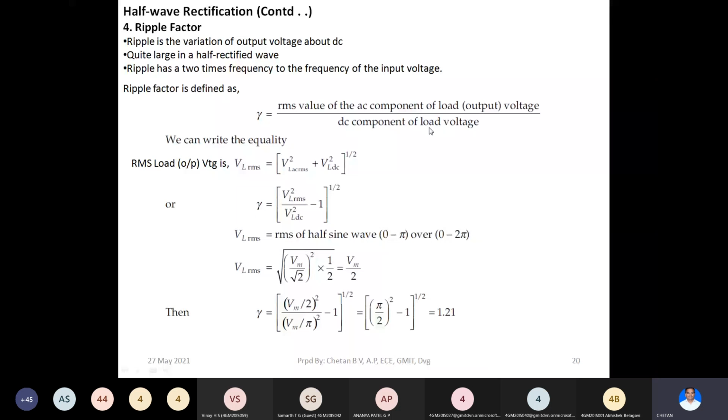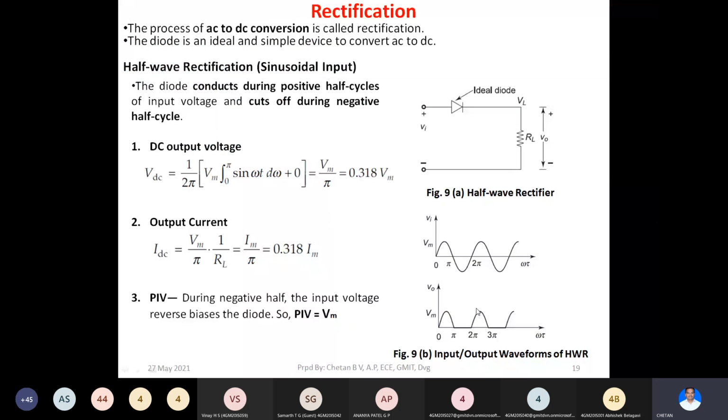Then the RMS value of the AC component. To find this out, first of all you have to take the RMS value of the obtained output voltage. The RMS value of the obtained output voltage you can represent as VLRMS, that is the RMS value of load voltage.